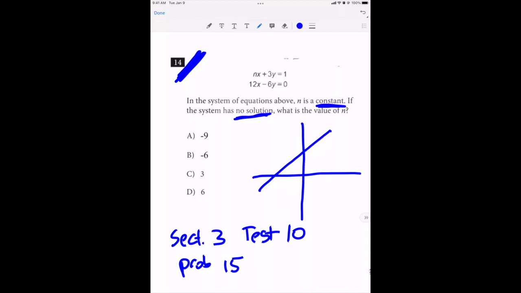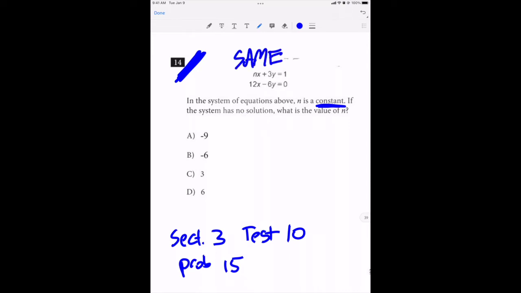I would be telling you to look for the same slope if this had also mentioned infinite solutions, because that would mean the line would be right on top of it. Either way, we are looking for a line that has the same slope. That is what we are going for here. We need to make n whatever it needs to be to ensure that these two lines have the same slope. Now, the easiest way to do that is to make sure that all of the coefficients in front of all of your variables are identical.